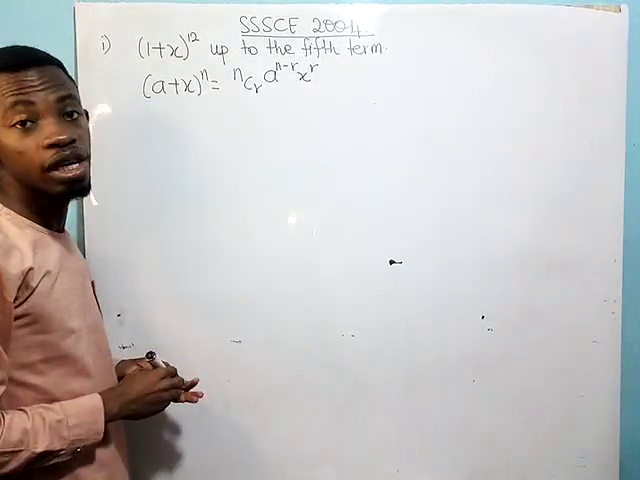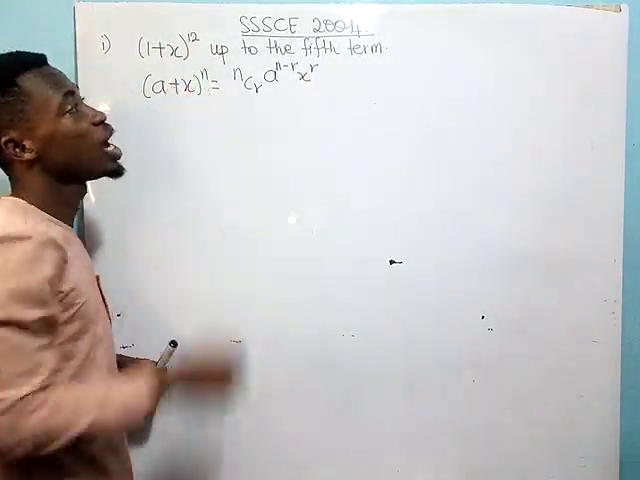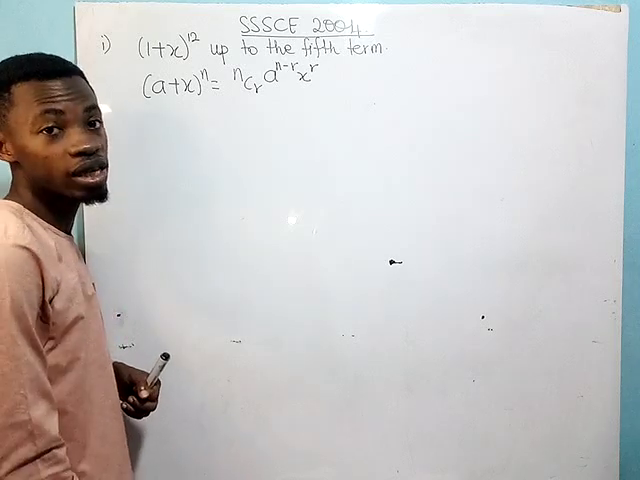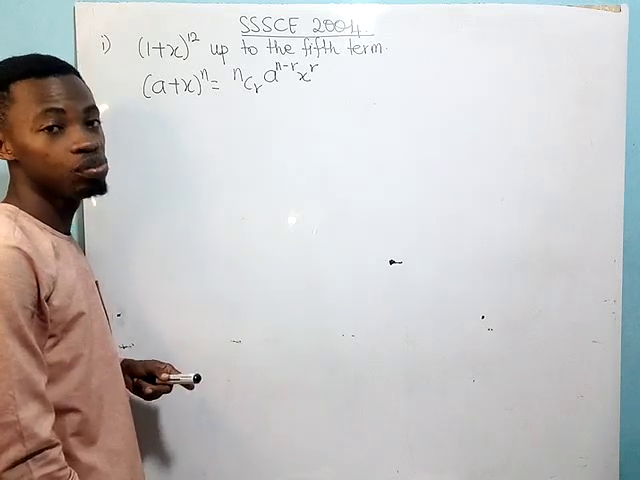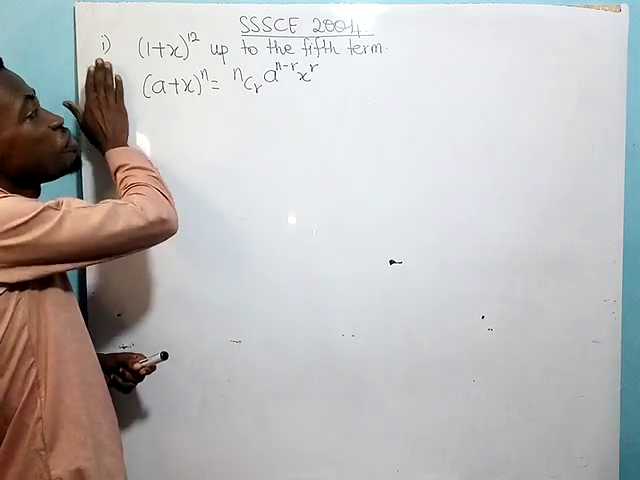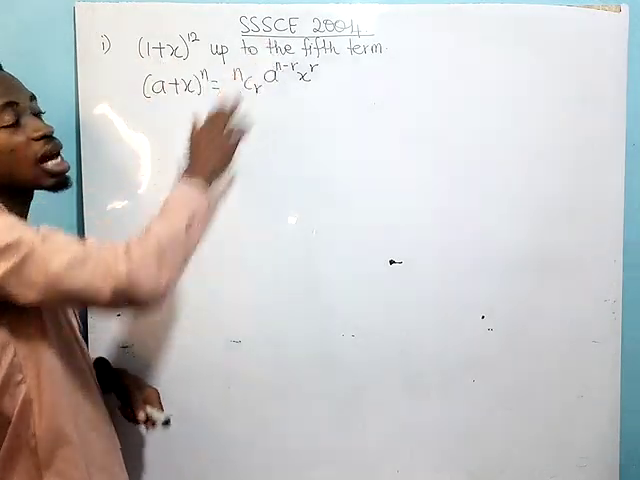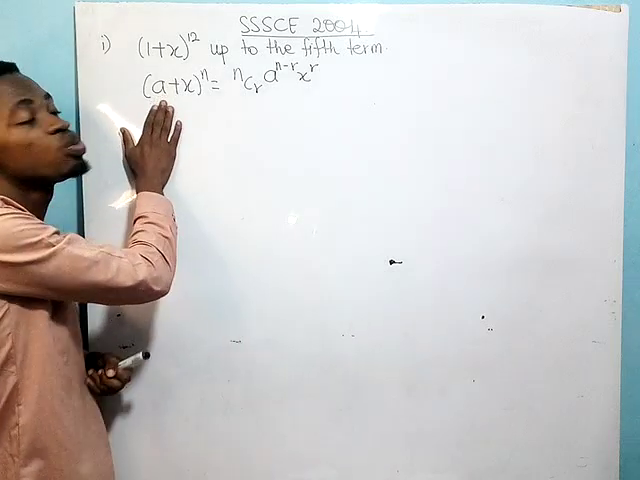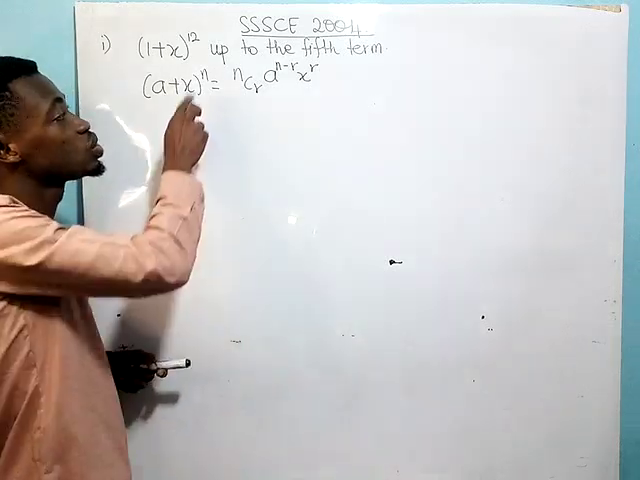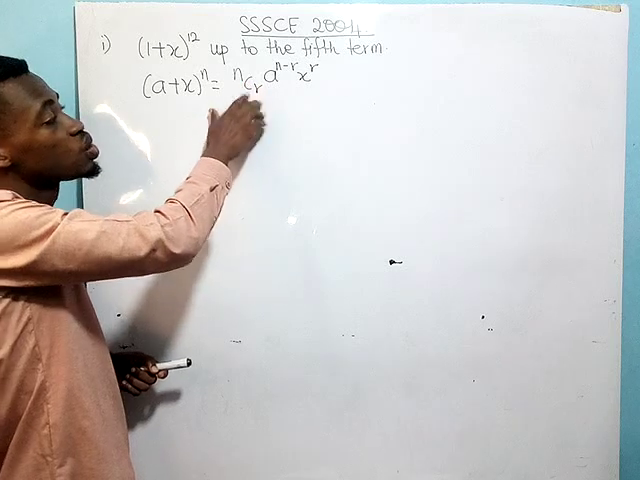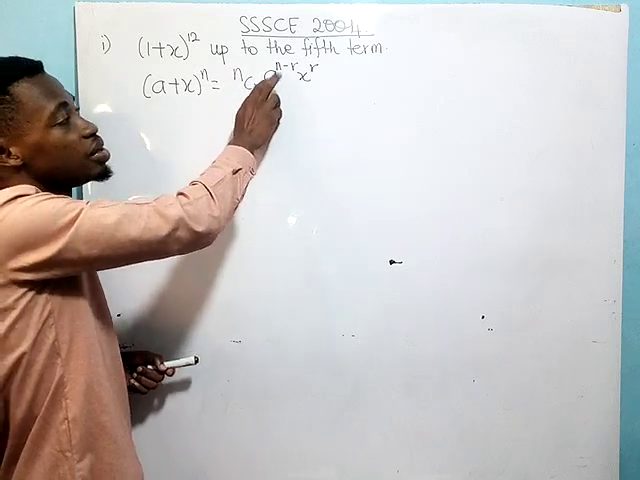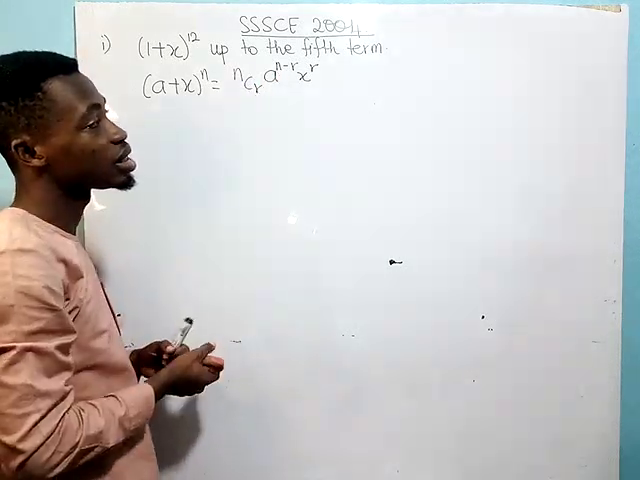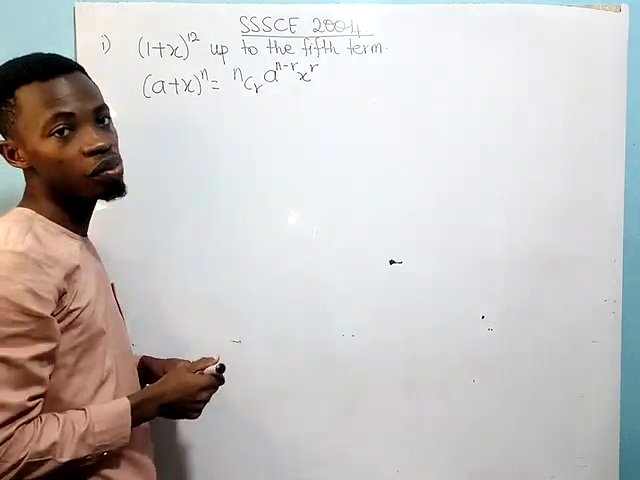Okay, this is Florence, the mathematics user, and we have an SSC 2004 question, and I think it's question 9B. Now, with the first part, we are asked to expand this up to the fifth term, and we've already learned that (a + x)^n is equal to n combination r, a to the power n minus r, then x to the power r.